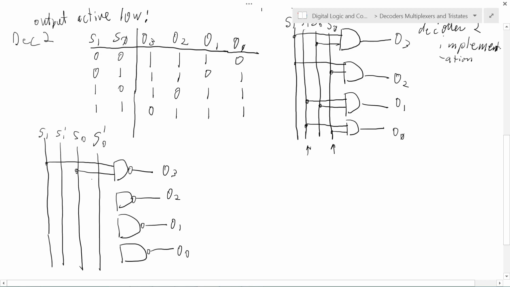1, 1, 1, 0, 0, 1, 0, 0. And this would give us our active low output decoder.